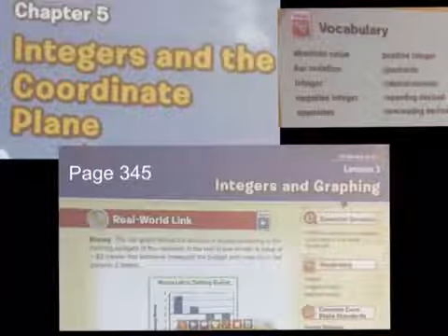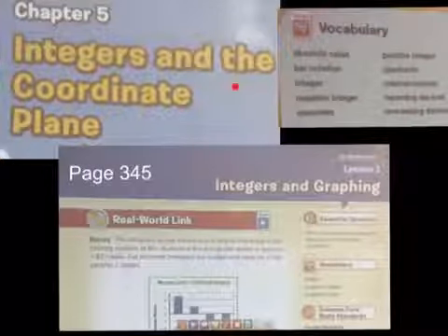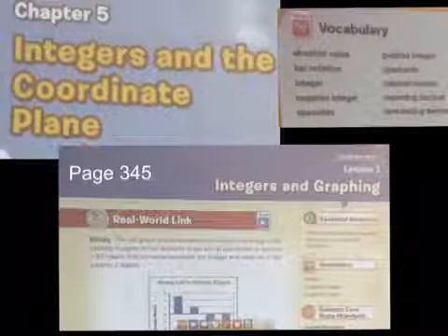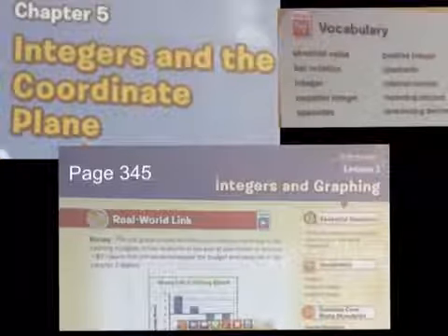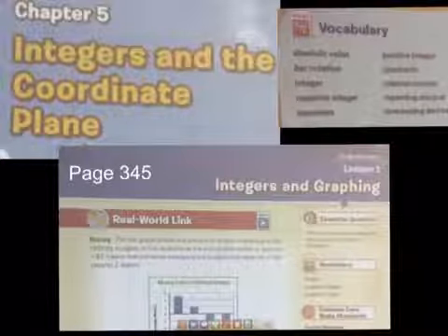Integers are whole numbers that are positive or negative, okay? And the coordinate plane, well, we're talking about graphing and using coordinates to plot the lines, the integers.